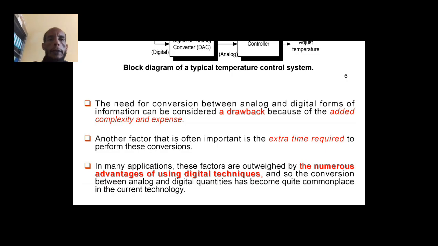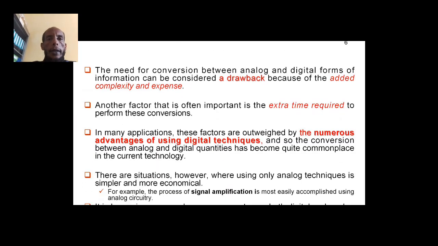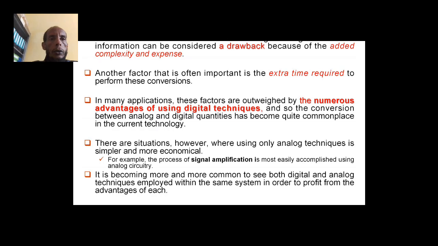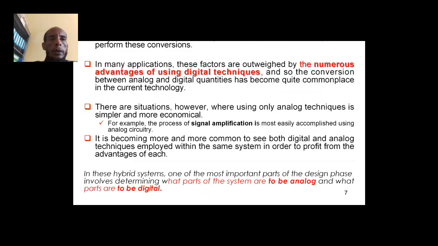Good. The need for conversion between these analog and digital forms of information can be considered a drawback, as I have told you. It adds another complexity in design and is expensive in cost. So you have to understand this one. Another factor for digital is the extra time required to perform that. Why? Since there is a conversion, there is a long process, so there is time required to do that. In many applications, these factors are outweighed by the numerous advantages of using digital techniques. Since digital techniques have many advantages, we omit those limitations and use them commonly worldwide.